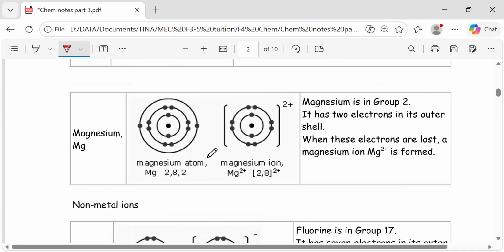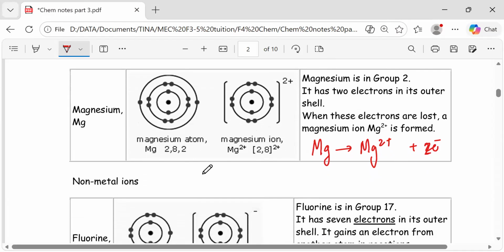Now, if it's magnesium, how do you write the half equation? Can you try? Magnesium from 2,8,2 becomes 2,8. Write down the half equation for magnesium. It's Mg becomes Mg2+ plus 2e. Did you get it correct? So from 2,8,2 it becomes 2,8.